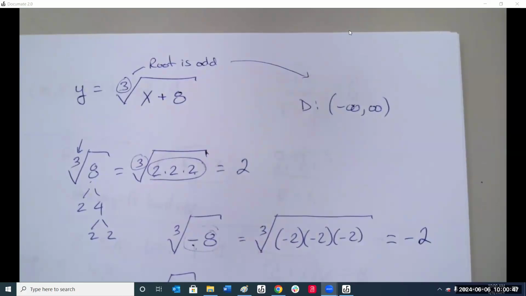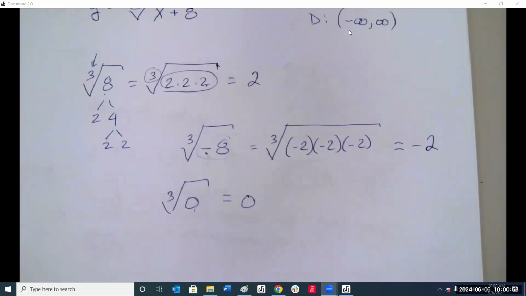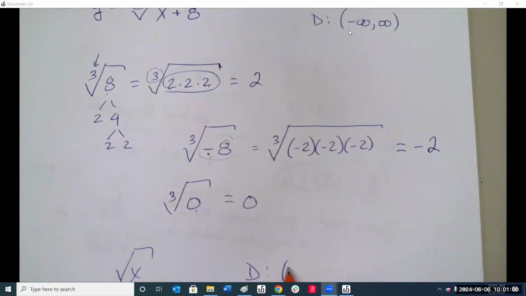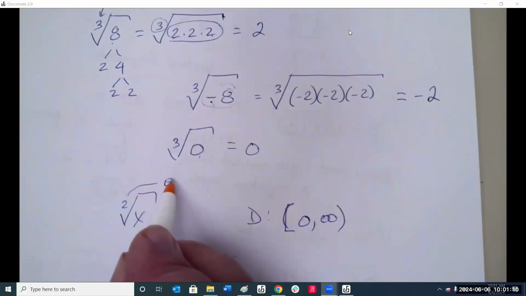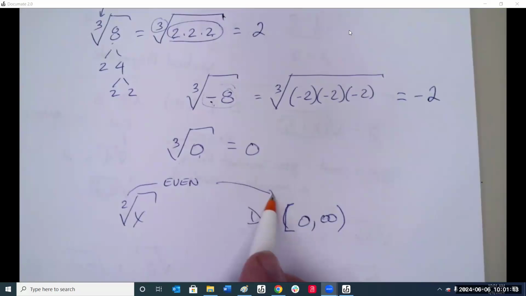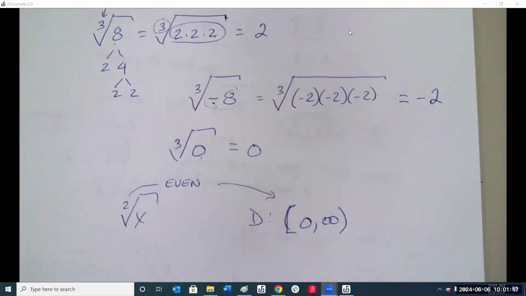If the root is even, only 0 to infinity. So the square root of x, the domain is 0 to infinity, because that's a square. That's a general rule. Whatever root you have, if it's an even root, then the smallest you can have inside there is a 0. You cannot have negatives. If the root is odd, then it can be positive or negative. You're not restricted.